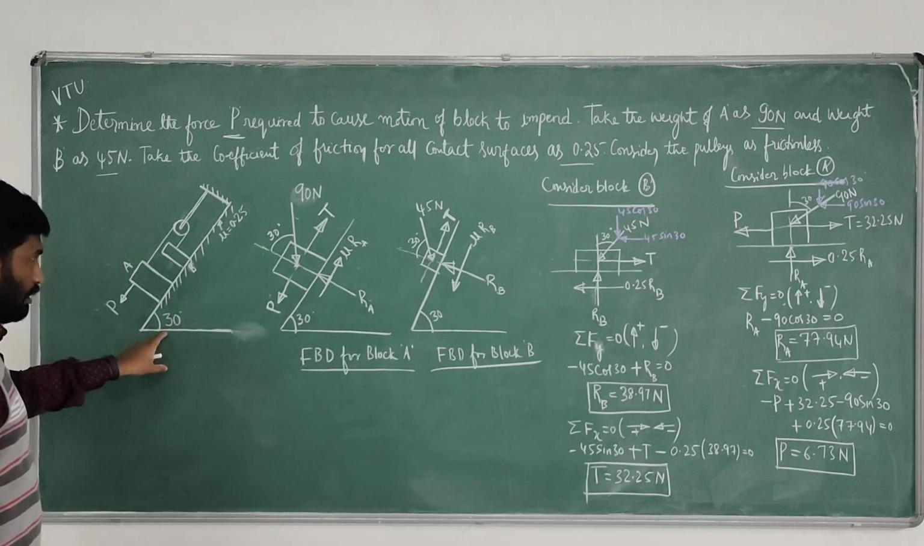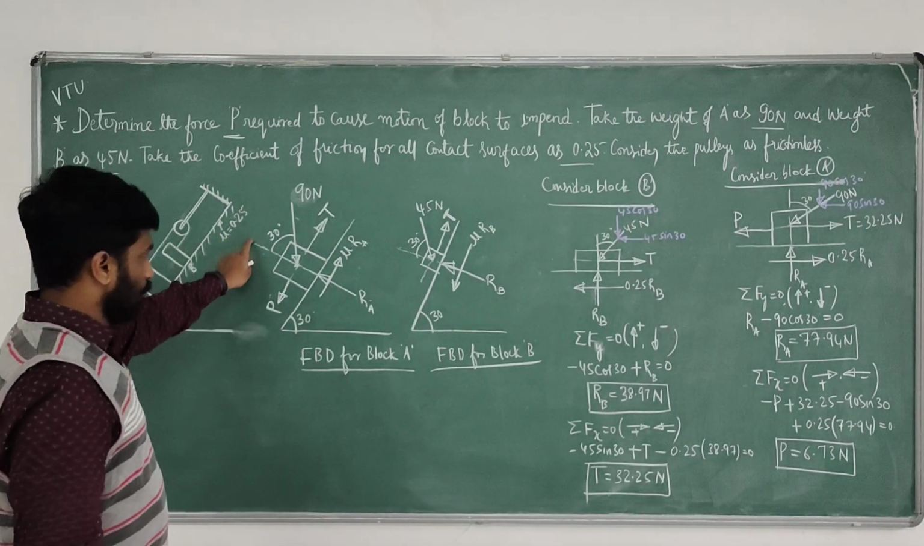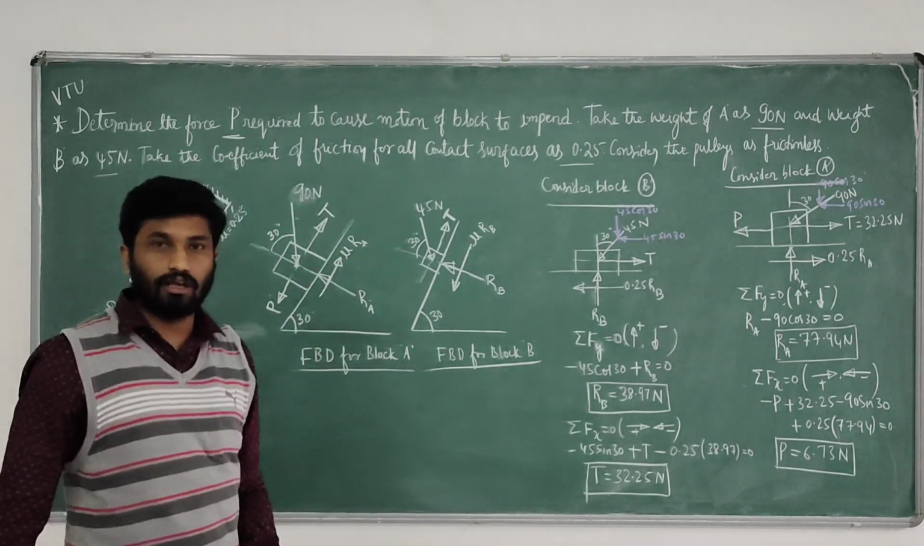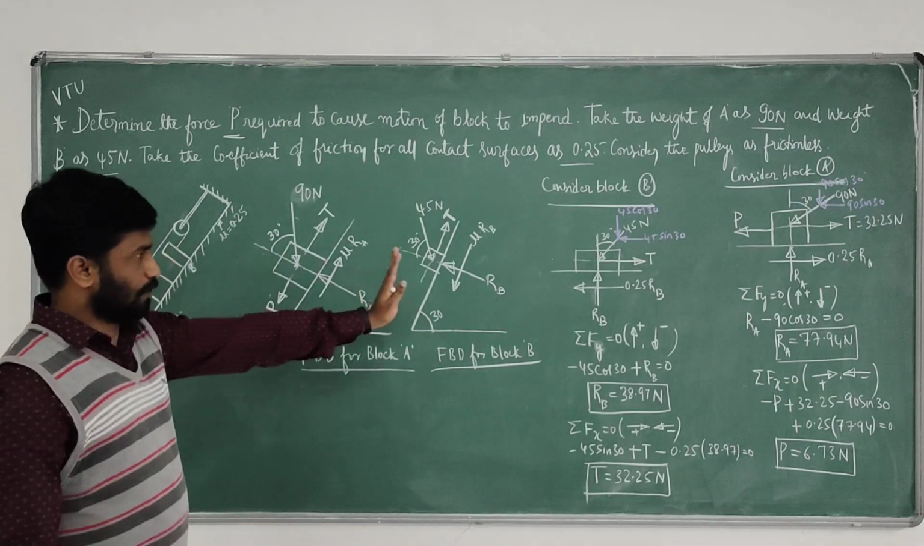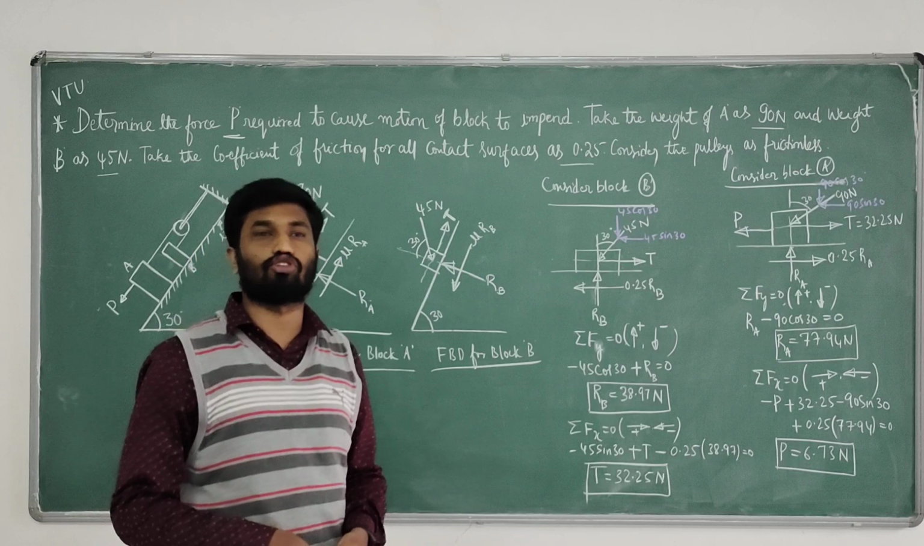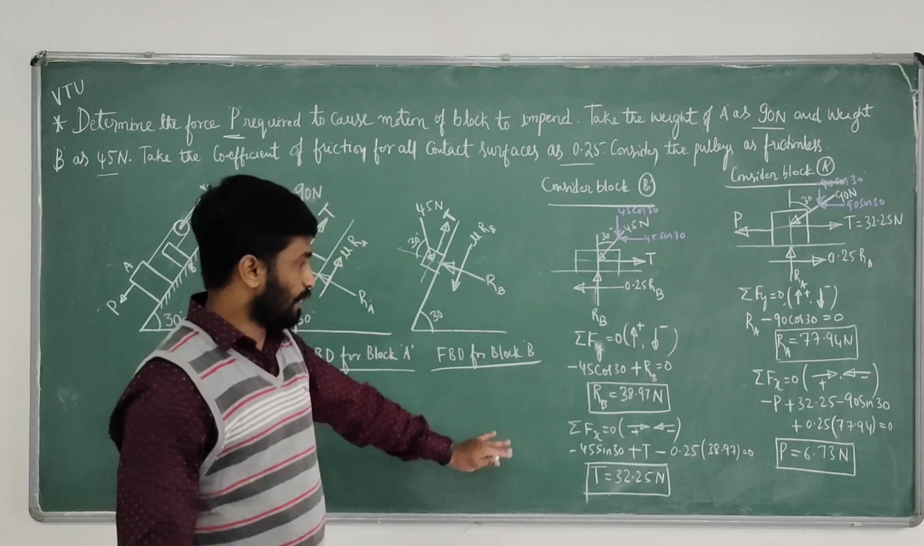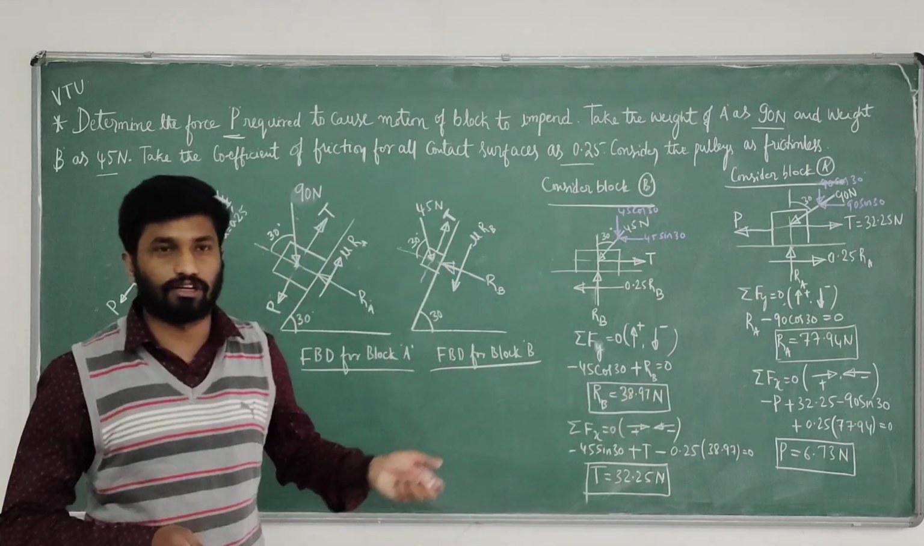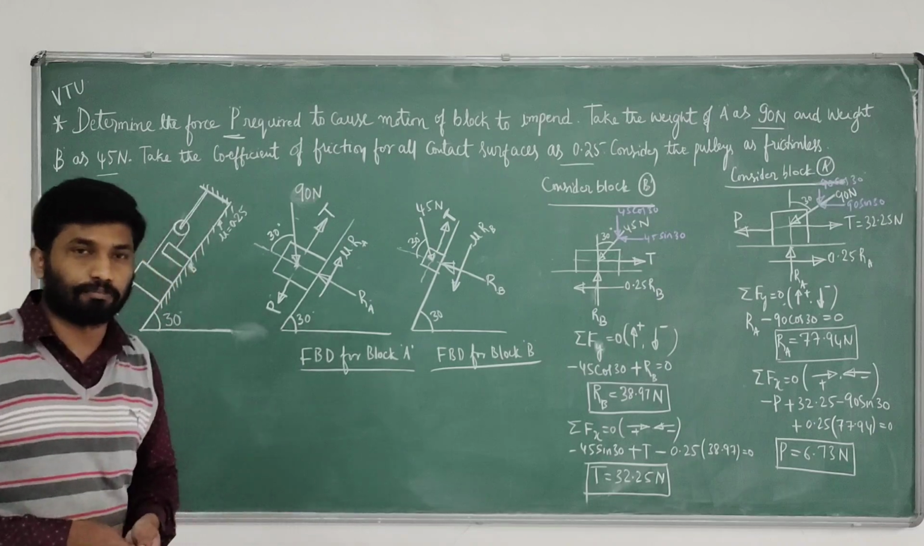Whatever the angle 30 degree, the weights are inclined at the same angle with respect to vertical 30. And finally we have to consider free body diagram separately, apply equations of statics, sigma fx equals 0 and sigma fy equals 0. Finally we are getting the answers. It's a very simple step and very important problem.